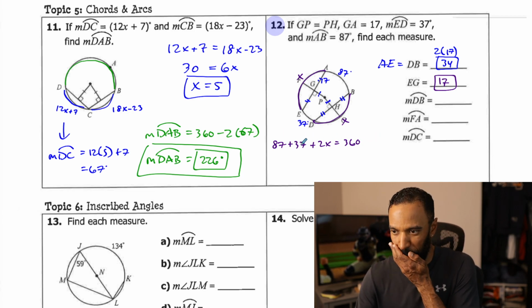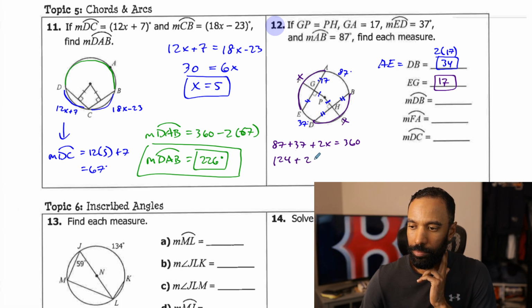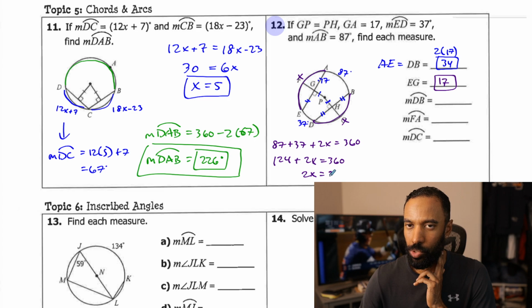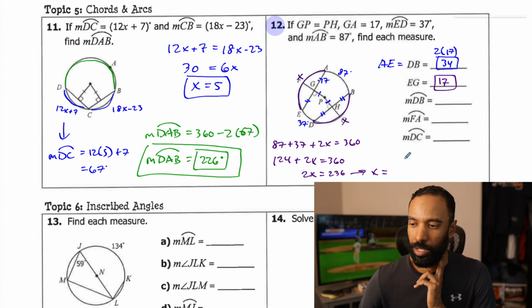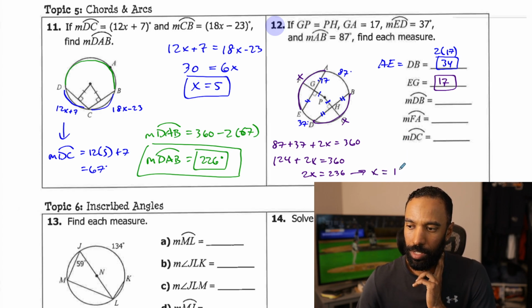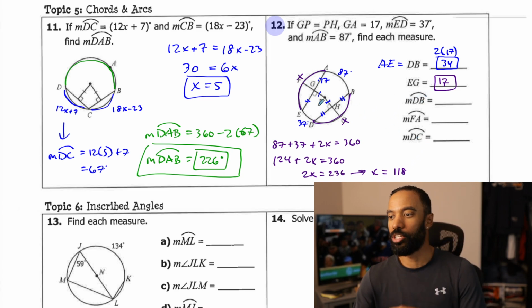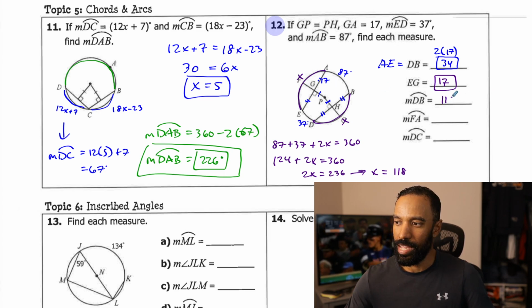So, combine like terms, 37x is 124. Subtract 124, you get 236. Divide by 2, you get x equals 118. So the measure of arc DB is the same as that of AE. This is 118 degrees. Each of those separately has that.